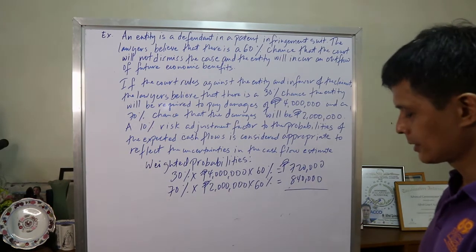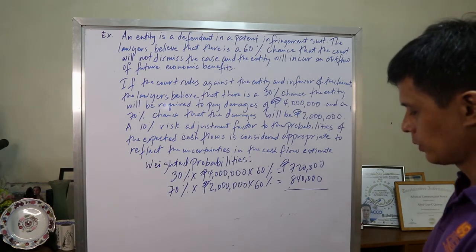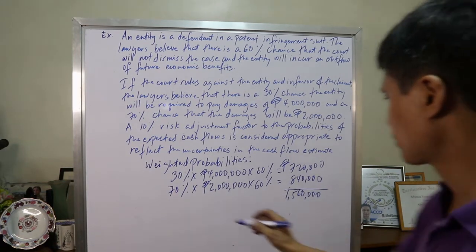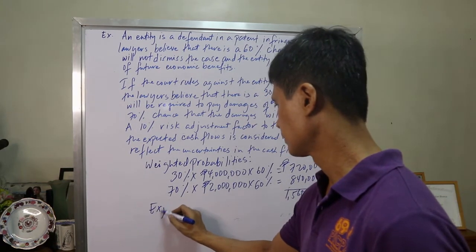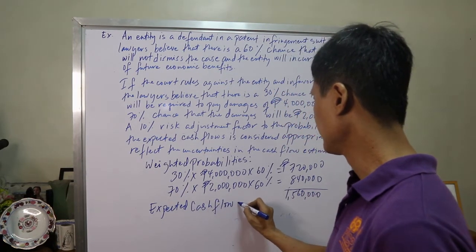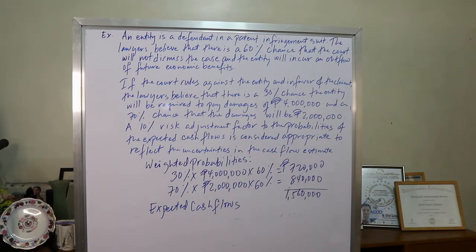Okay, so just add this. So plus 720,000. You will have 1,560,000. So this is the expected cash flows. Okay, now it says here there's a 10% risk adjustment for the probabilities of the expected cash flows, which is considered as appropriate to reflect yung uncertainty of the cash flow estimate. So, meron pa nga yan. Hindi pa tapos yung computation na yan.